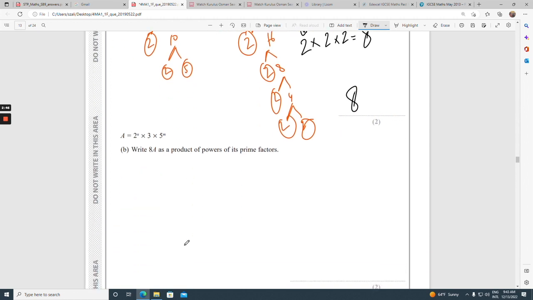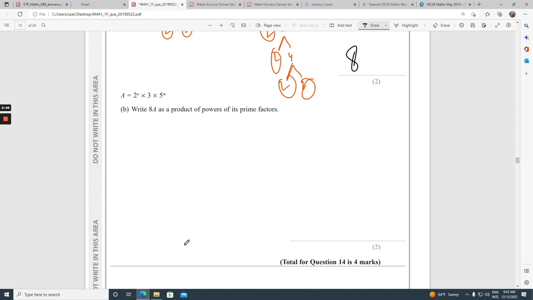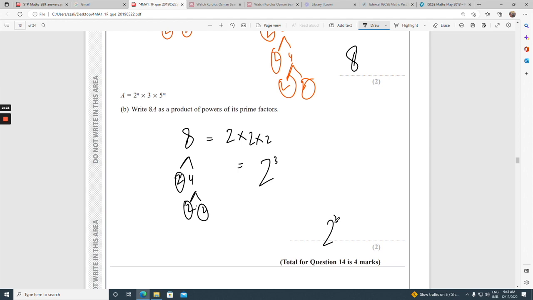Easy peasy. Next question: write 8 as a product of its prime factors. Same thing, 8. Do the factor tree, 2 times 4, 2 times 2. So 8 as a product of its prime factors is 2 times 2 times 2. You can also write it as 2 to the power of 3. That's it for this part.